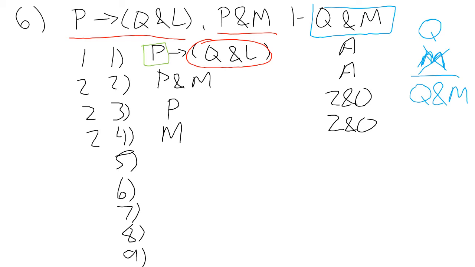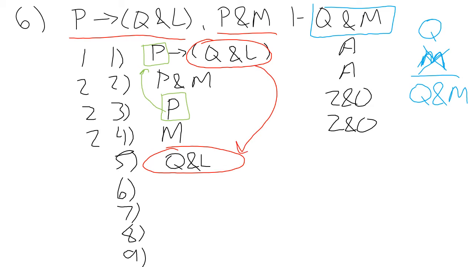So let's look back up here at line 1. I have a conditional statement. I now have its left side here. So I can toss it into this conditional statement. I can get the consequent. So I'll get Q and L from there. So what are the pieces? Well, first piece is my conditional statement. So 1. And then I need the antecedent, or the left side, which is here in 3.